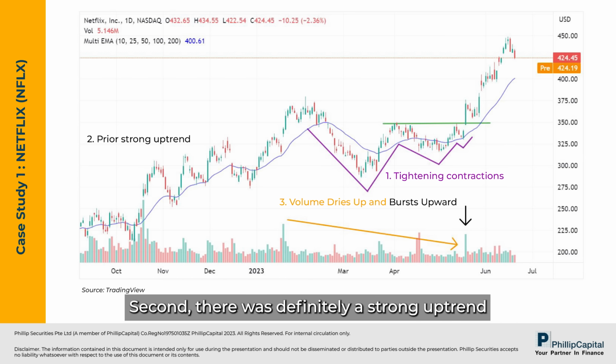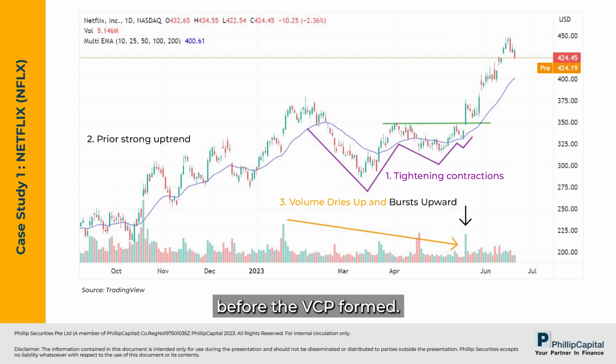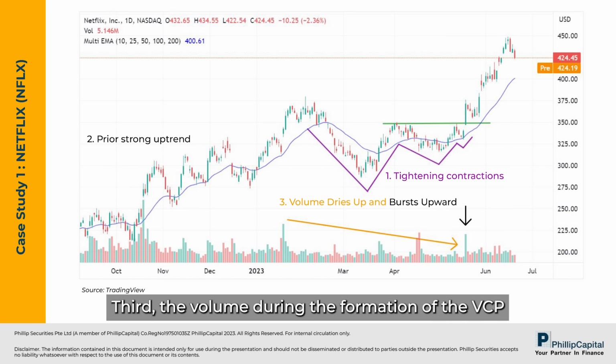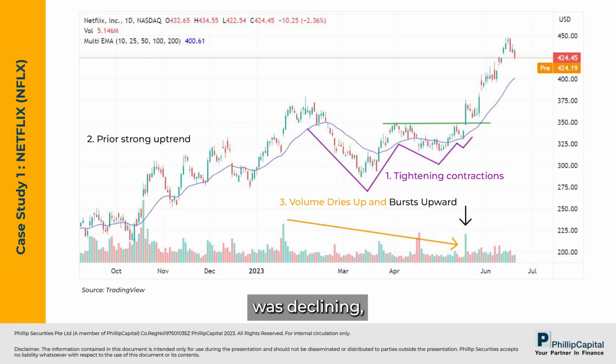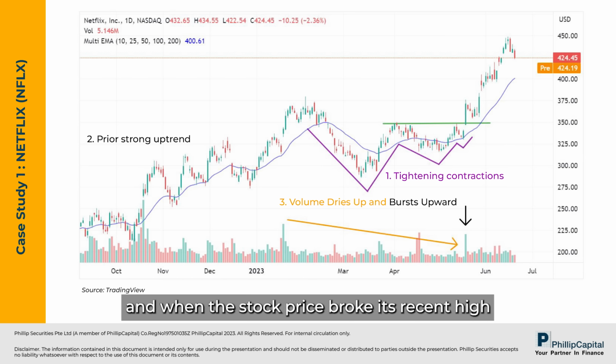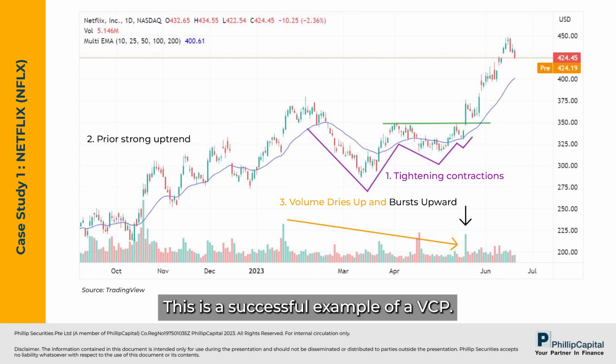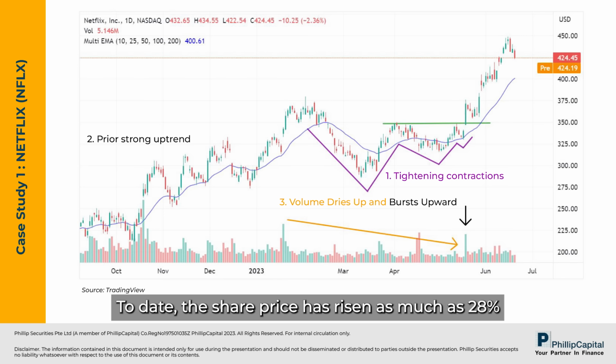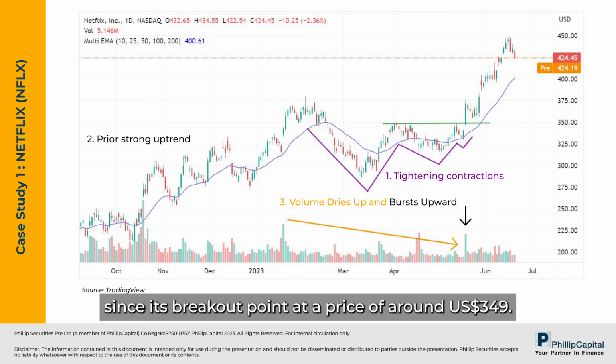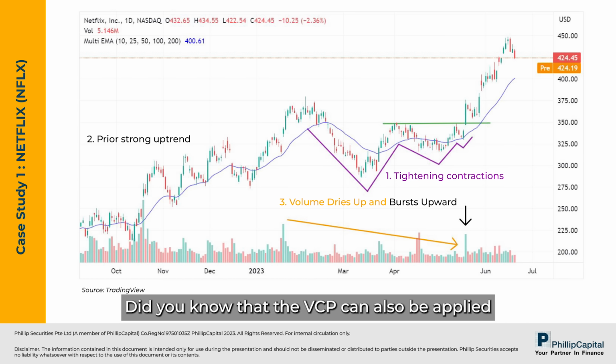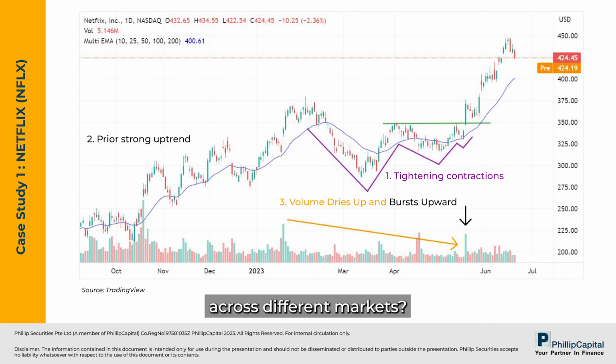Second, there was definitely a strong uptrend before the VCP formed. Third, the volume during the formation of the VCP was declining, and when the stock price broke its recent high in the last 2 contractions, the volume surged. This is a successful example of a VCP. Today, the share price has risen as much as 28% since its breakout point at the price of around $349.